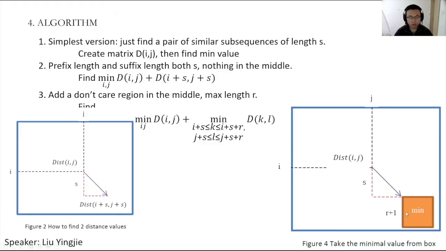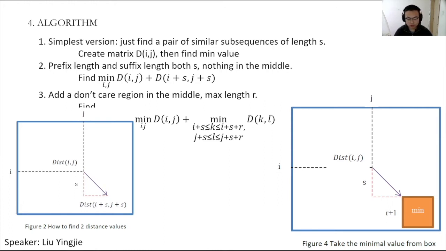My name is Liu Yingjie. Let me demonstrate how the original algorithm in the paper works. We want to find a pair of motifs containing a prefix, a suffix, and a don't-care region in the middle, which may have different lengths. We construct the solution step by step from the simplest scenario.